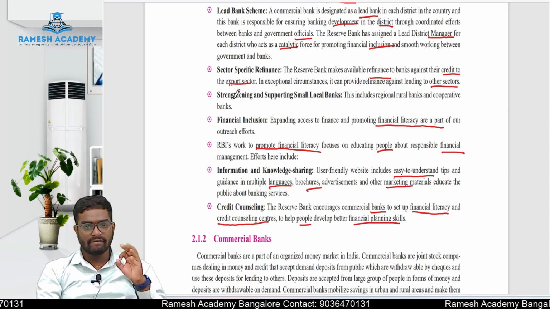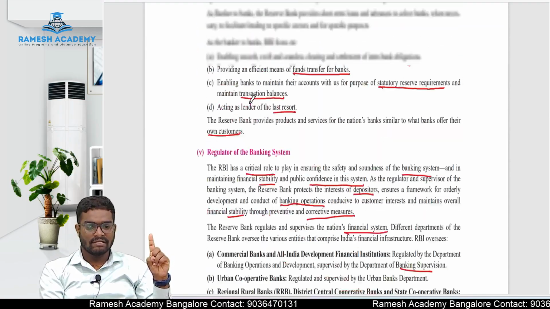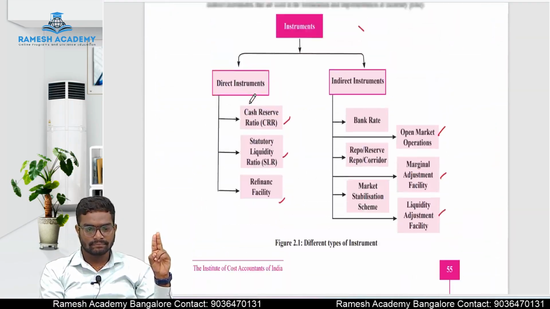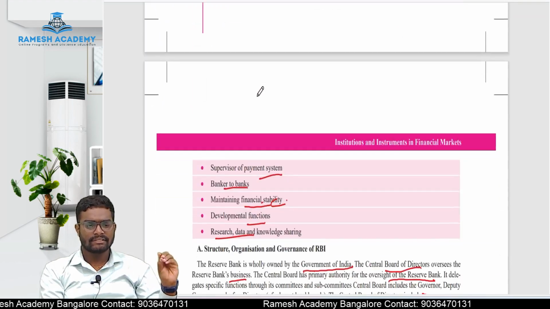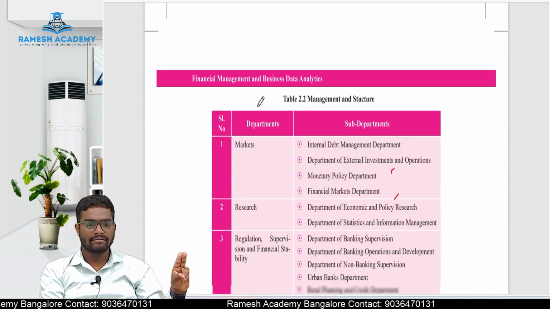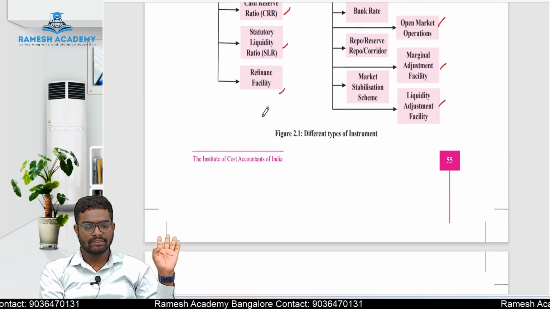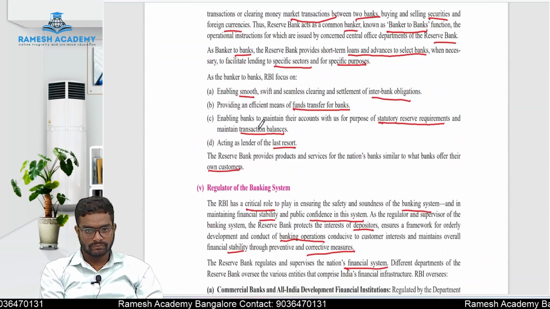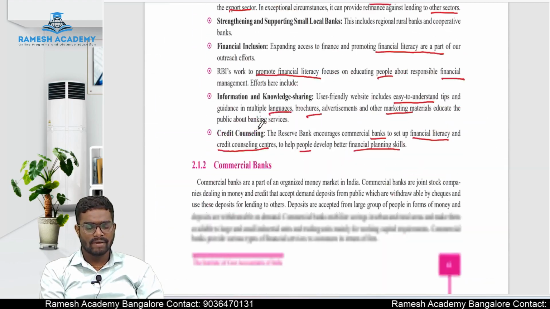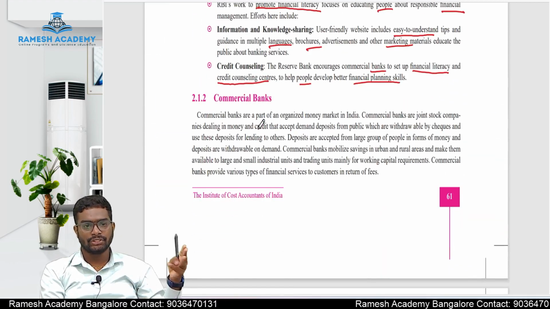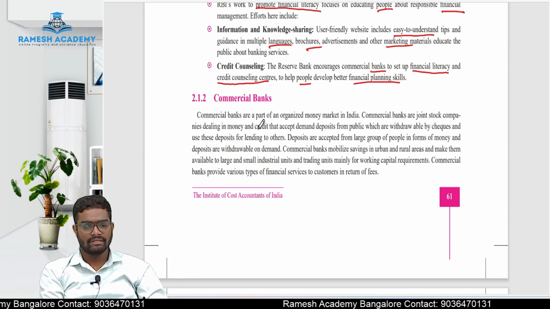So by this we have completed everything about RBI. We have seen the introduction to RBI, the structure of RBI, the departments of RBI and the functions of RBI. Now we'll go to the commercial banks. Our next financial institution is the commercial bank. We have completed the Reserve Bank of India, or the RBI.